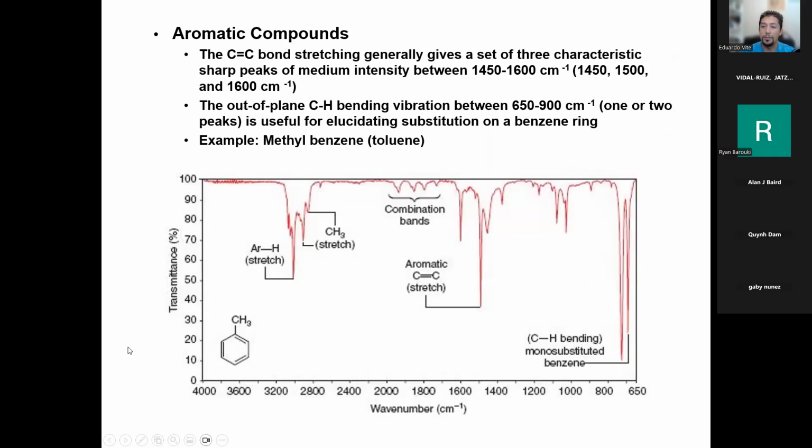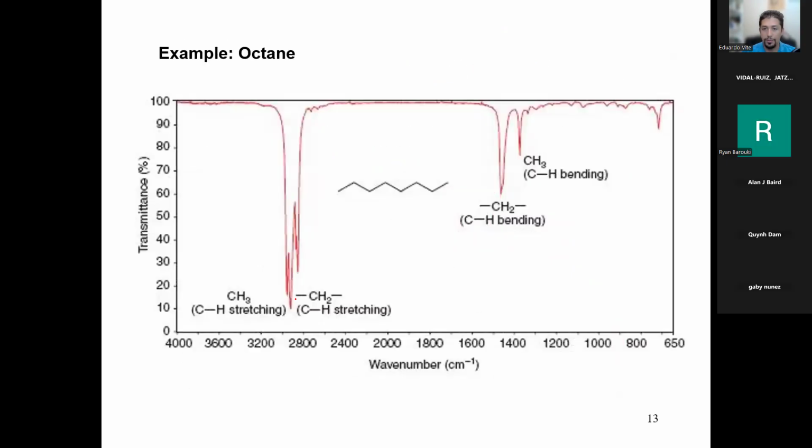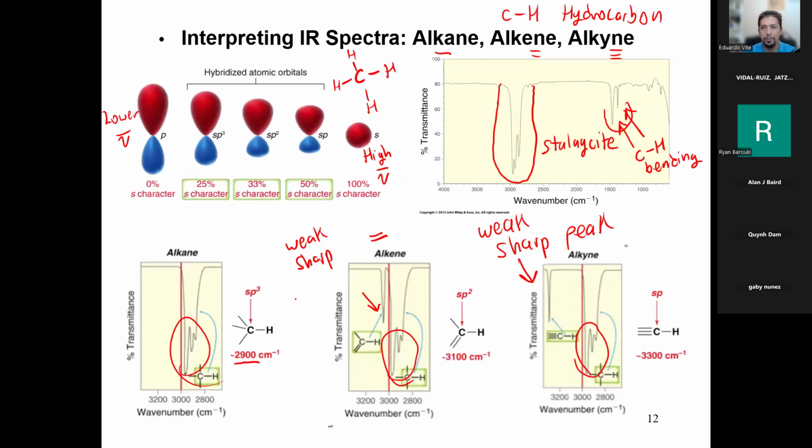Another type of hydrocarbon, but this one is aromatic. That means there's a benzene ring somewhere in there. So when you add an aromatic ring to a compound, it makes all of the peaks sharper. So look at the previous one, the octane. It looks kind of sharp, but not really the best example.